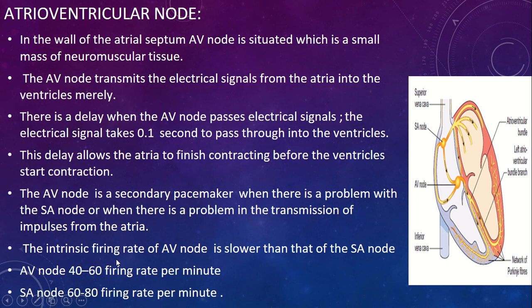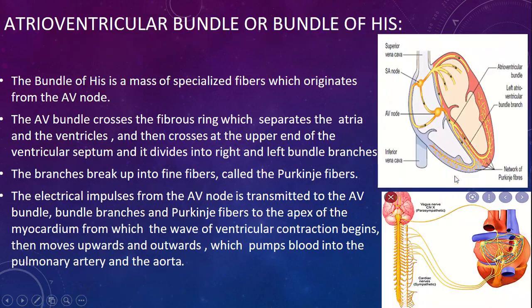Okay, the intrinsic firing rate of the AV node is lower than that of the SA node. The SA node has a firing rate of 60 to 80 per minute, and the AV node has a firing rate of 40 to 60 per minute. So this is the primary pacemaker with 60 to 80 firings per minute, and this has 40 to 60 firings per minute. Okay.